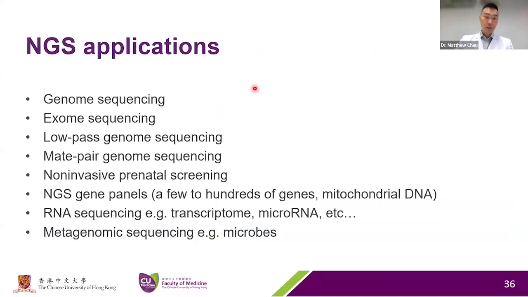There are many, many applications of NGS. We can perform genome sequencing, exome sequencing. We can do low-pass genome sequencing, which is a shallow read depth-based approach. We can do mate pair genome sequencing, which is useful for the detection of structural rearrangements. NGS can also be used for cell-free fetal DNA screening. We can also use it for NGS gene panels. Typically these would be from a few to hundreds of target genes, and we can also perform that on mitochondrial DNA as well. NGS can be used for RNA sequencing and metagenomic sequencing and more.